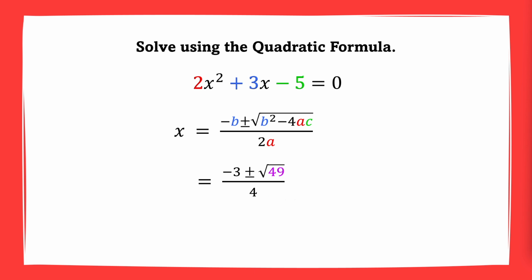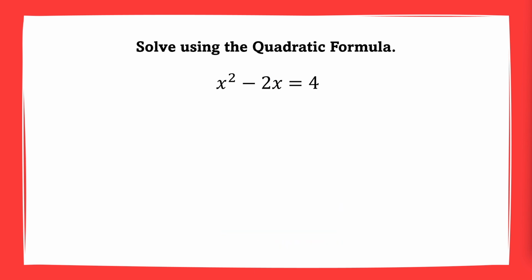Since 49 is a perfect square, we get 7. This gives us two solutions, negative 3 plus 7 divided by 4, or negative 3 minus 7 divided by 4. Simplifying, we get 1 or negative 5 halves.